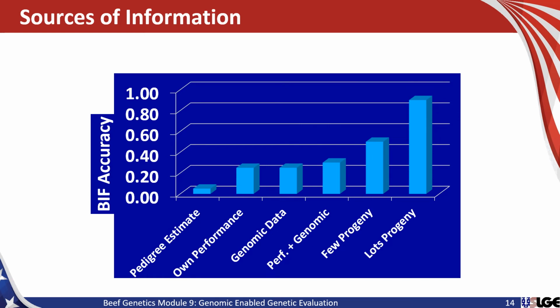There are a few things to note. The highest accuracy values attained come when individuals have lots of progeny that have phenotypes recorded. However, genomic data, as compared to only a pedigree estimate, is dramatically different, whereby having genomic data dramatically increases the accuracy. And another important take-home message from this is that genomic data alone does not fully increase accuracy to the highest levels. It is genomic data coupled with phenotypic data where we see the greatest gains.